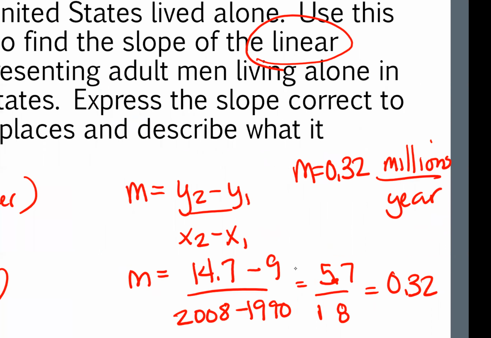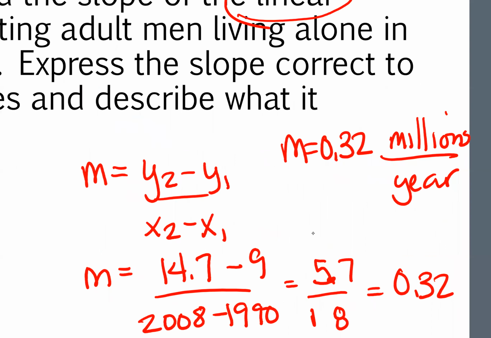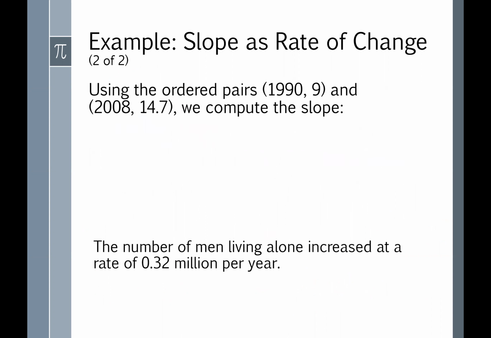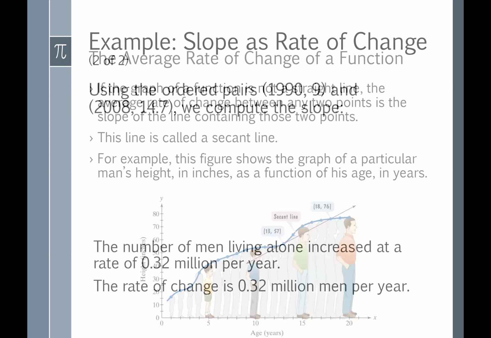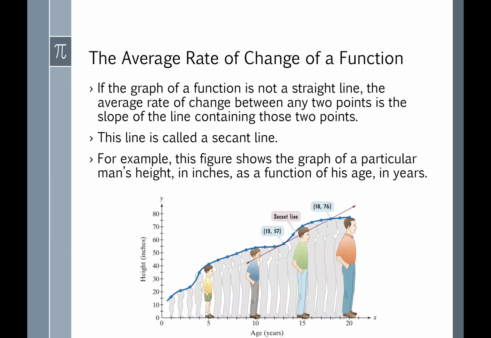All right, so what if your function's not linear? I don't care. Because now I'm going to look at the average rate of change. So this graph that I have here is obviously not linear.